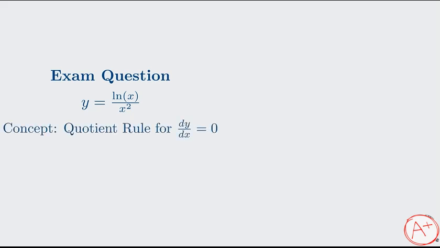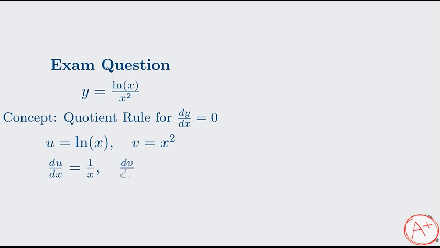Let us solve a typical Cambridge 9709 question. The curve has equation y equals natural log of x divided by x squared. Find the exact coordinates of the stationary point. To find stationary points, we must first find the gradient function and set it to 0. Since this is a fraction, we use the quotient rule. Let u equal natural log of x and v equal x squared.